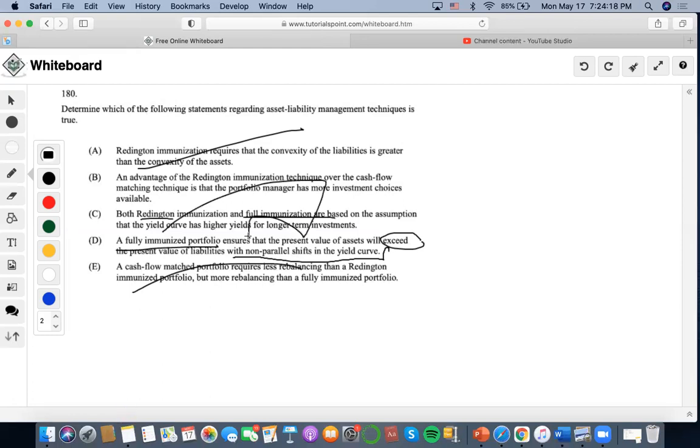And for B, it says an advantage of Redington immunization technique over the cash flow is that the portfolio manager has more investment choices available. Well, I think that could make sense because the cash flow matching technique is dealing with matching the amount of assets that we have with our liabilities to finance it.